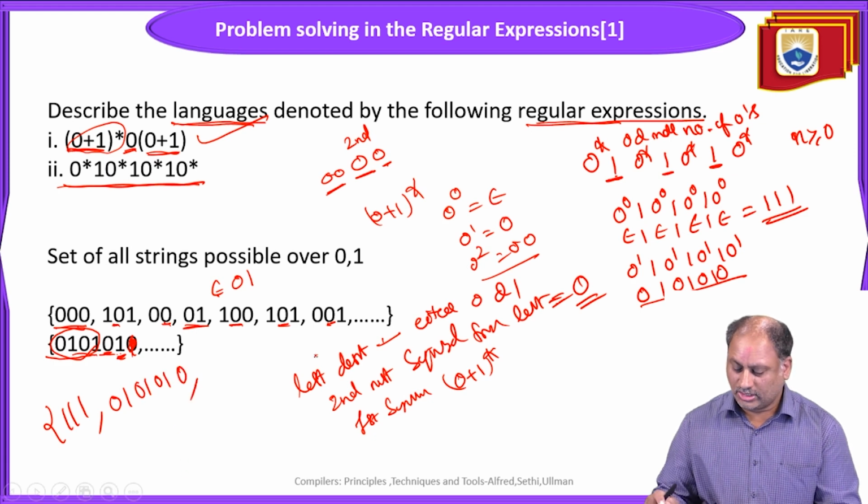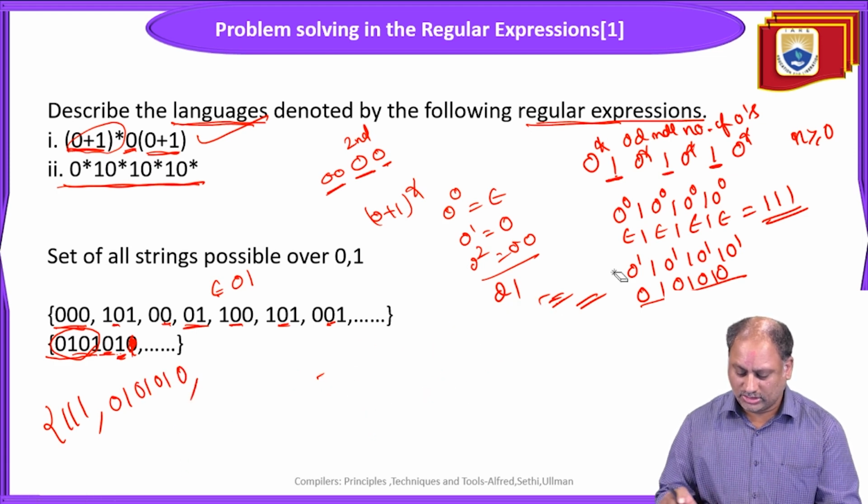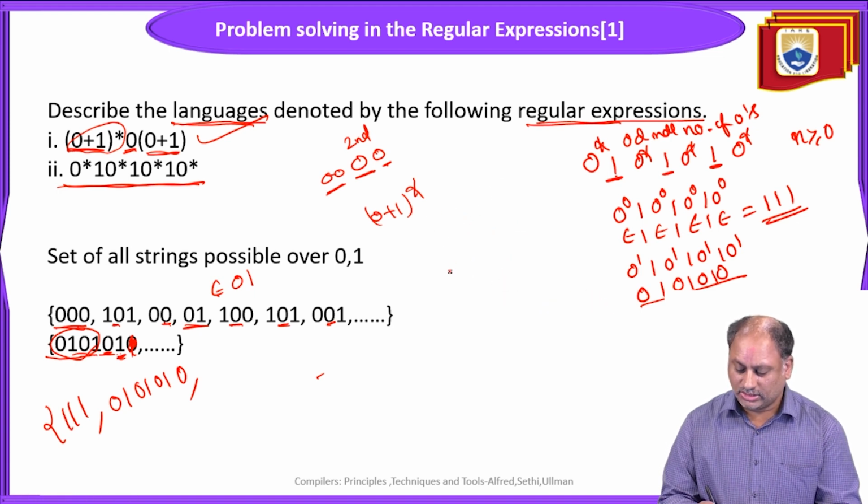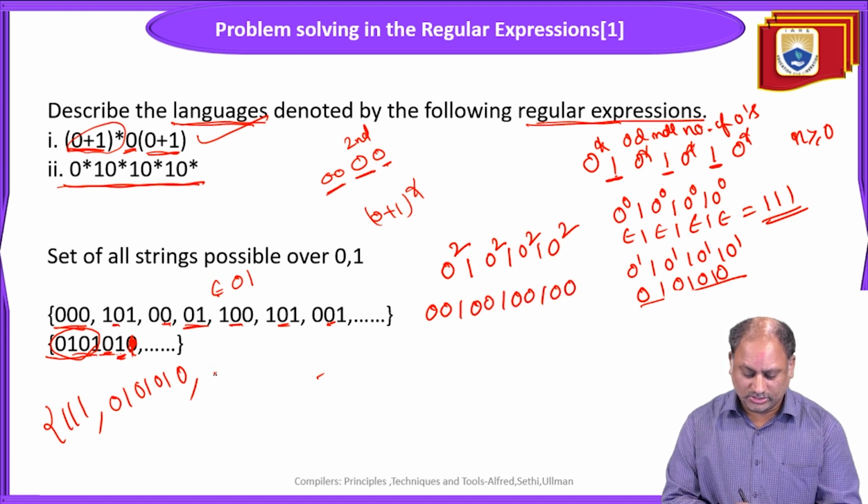And the second string, with 0 power 2. If you consider 0 power 2, 1, 0 power 2, 1, 0 power 2, 1, 0 power 2, here we get 001001001 00. So this is to be considered as another string.